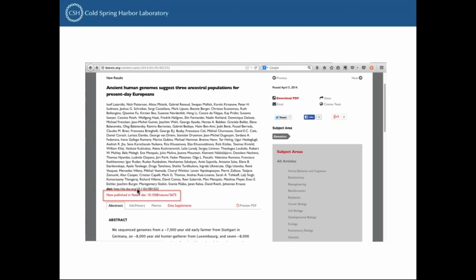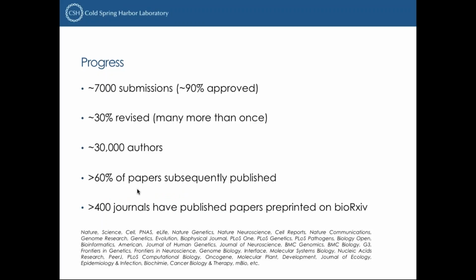And on this example, you can see below the abstract where we provide a link to the published version when it appears. Prior to that, there's a link saying that this is a preprint, which goes to a page that explains to a novice viewer what a preprint is. So 3 years on, we've had around 7,000 submissions. 30% of these have been revised, many more than once, around 30,000 authors in total.